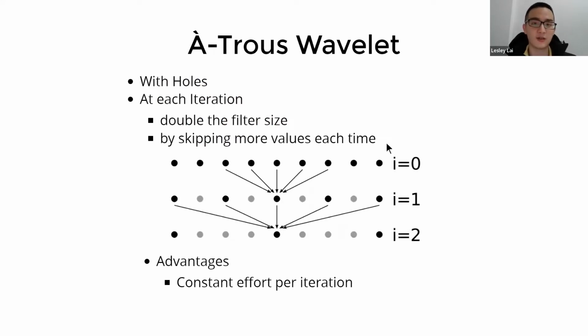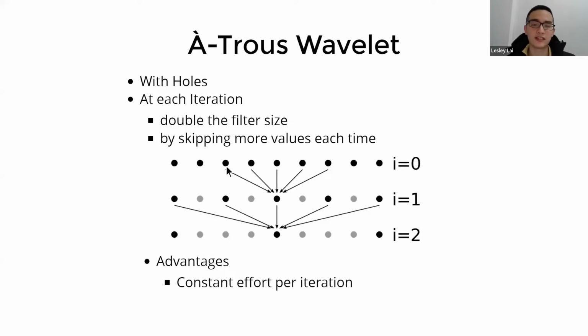And that's how this À-Trous Wavelet filter comes in. À-Trous means with holes in French. At each iteration we double the filter size. So in the first iteration we have a filter size of 5, the next time is 10, the next time is 20, and so on and so on. And we skip more values each time.